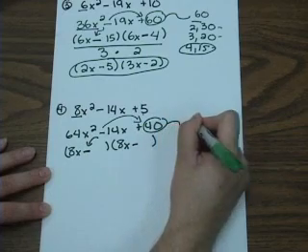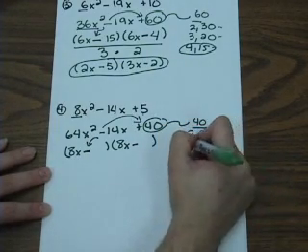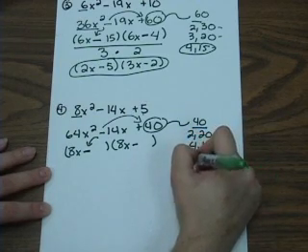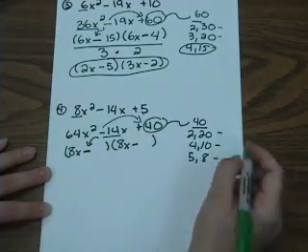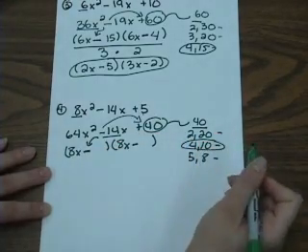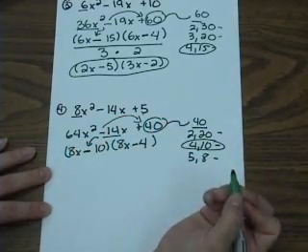And then we want to list our factors of the third term, which are 2 and 20, 4 and 10, and 5 and 8. Which one of these is going to give us 14? The only possibility is 4 and 10. And again, you write the highest number first.